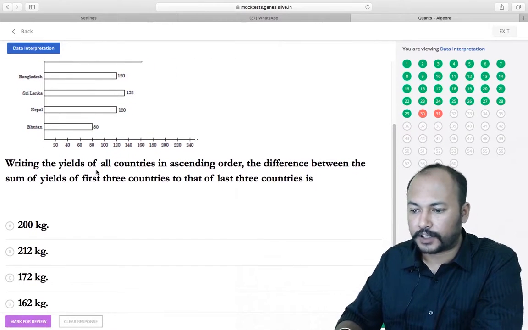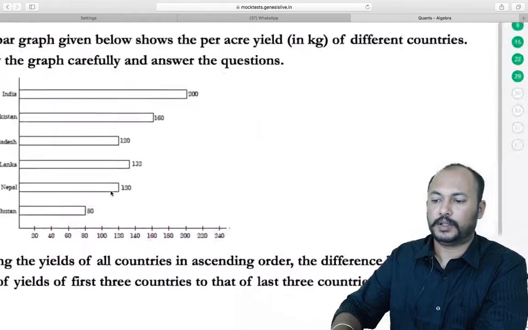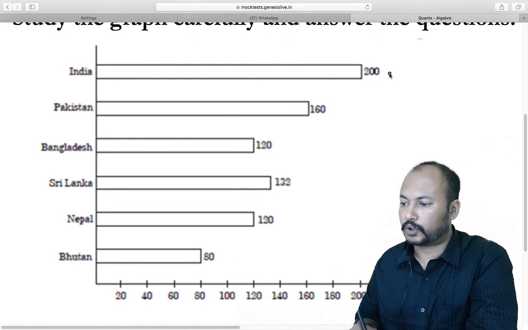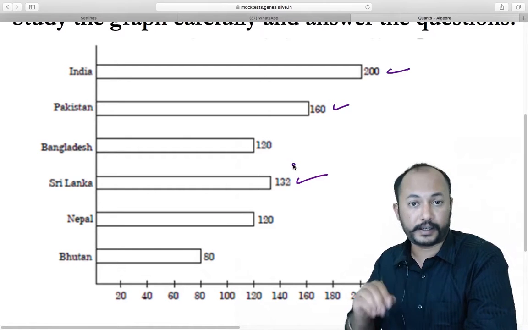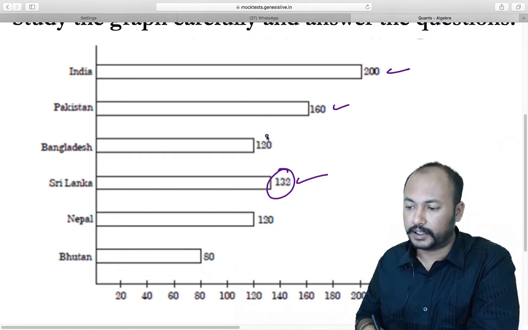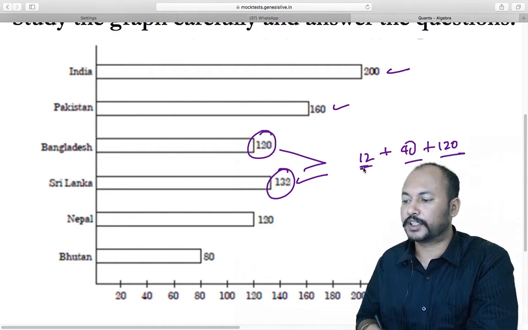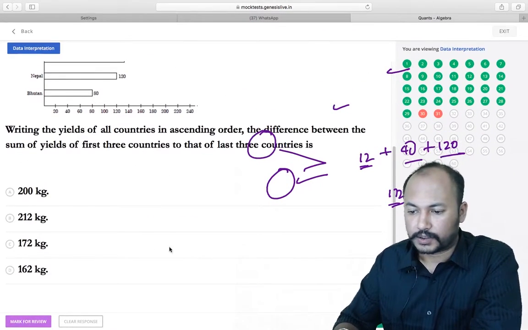Okay. So in this question, what they have asked is, writing the yields of all countries in ascending order, the difference between the sum of yields of the first 3 countries and that of the last 3 countries. Anyways, no problem. So top 3 is 200, 160 and 132, and then take the sum of it and take the sum of the remaining and take the difference. So instead of doing that, I'll take it individually. So 132 and 120, it contributes 12, and then 160, 120, it is 40, 280, it is 120. So 120 plus 40, 160 plus 12, 172. Great. Fine. Hope you have understood. Next one.